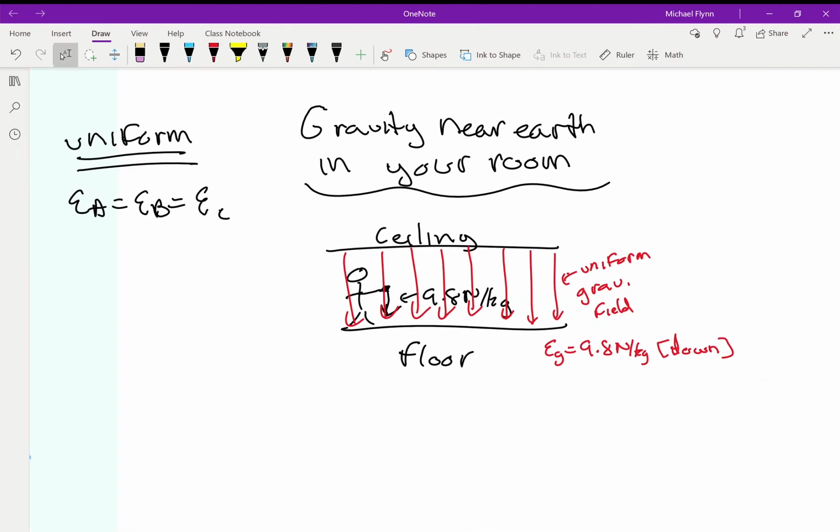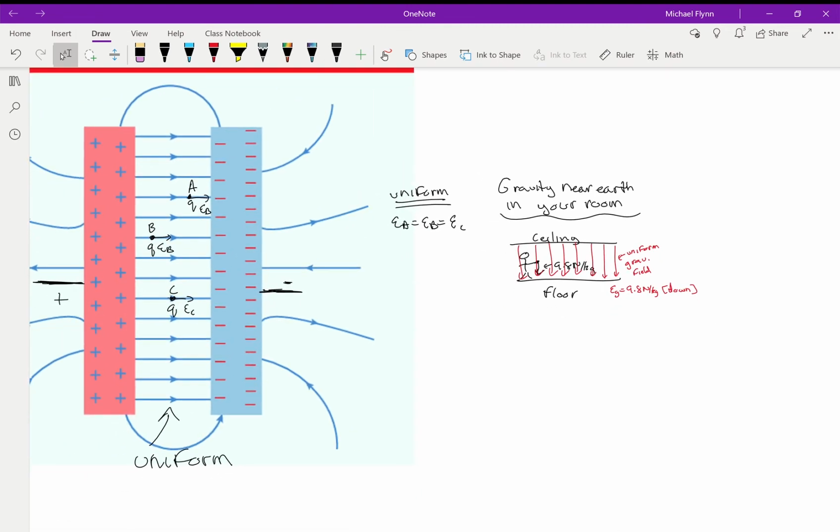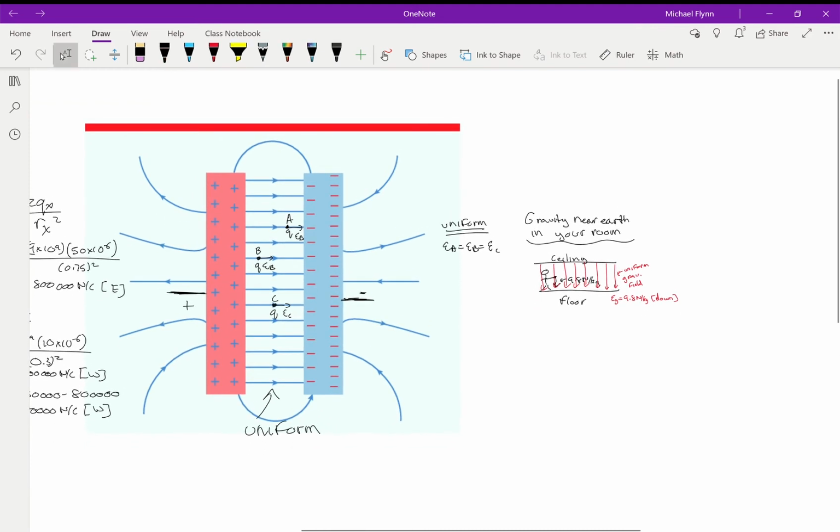So what's the key point I'm trying to make here? The key point is inside these plates, you get a uniform field, okay? So it's the same everywhere. Now, that field with parallel plates only depends on two things. I gotta make sure I get this correct. It depends on how much charge is on the plates. I think it depends on the charge separation.